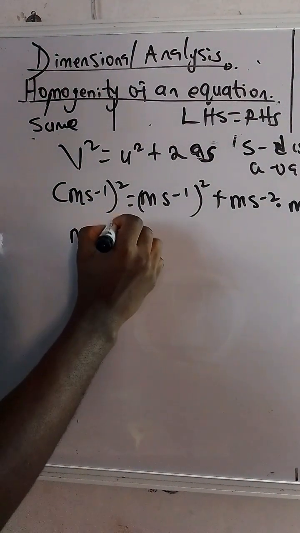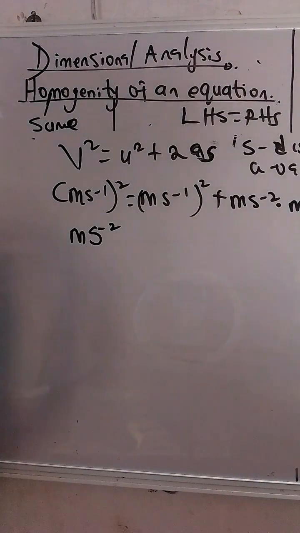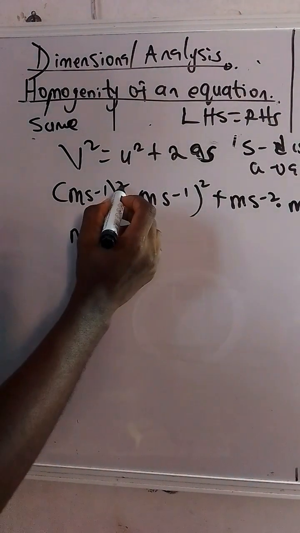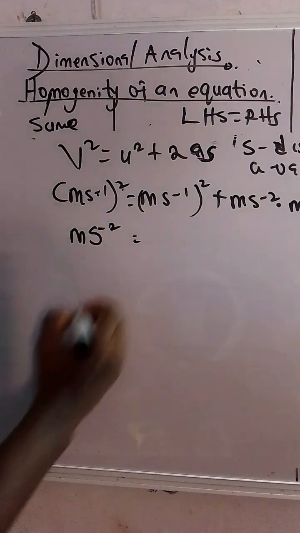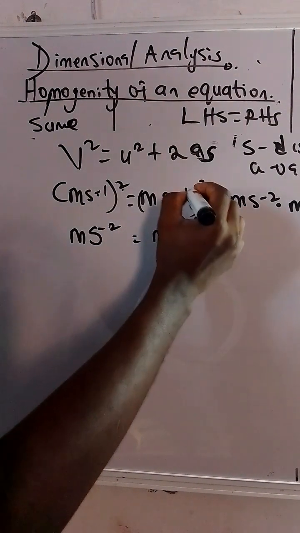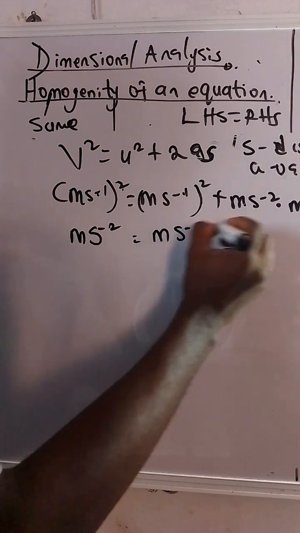Meter per second what? Meter per second square. I get my point. That is 1 times 2, what is it? Minus 1 times 2 is minus 2. It's equal to what? Minus 1 times 2 is also minus 2.